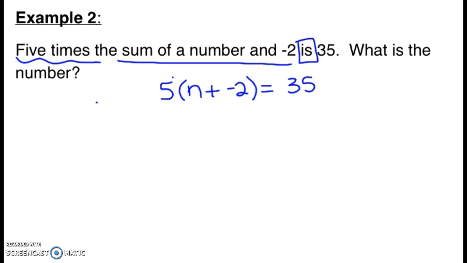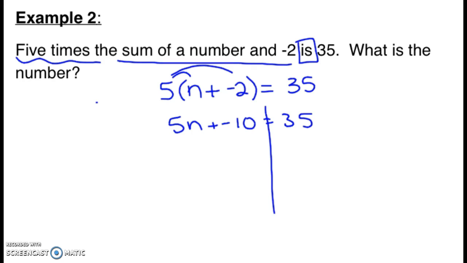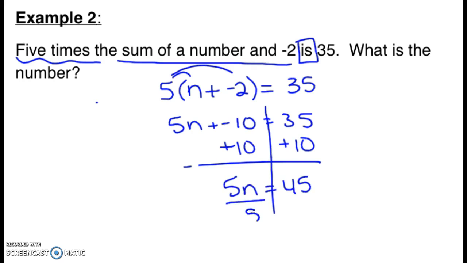So I would probably use the distributive property here. 5n plus negative 10 equals 35. Then I'm going to do the same thing to both sides. To get rid of adding negative 10, I'll add positive 10. And then I have 5n equals 45. And last, I'll divide both sides by 5 and get n equals 9. So the number is 9.